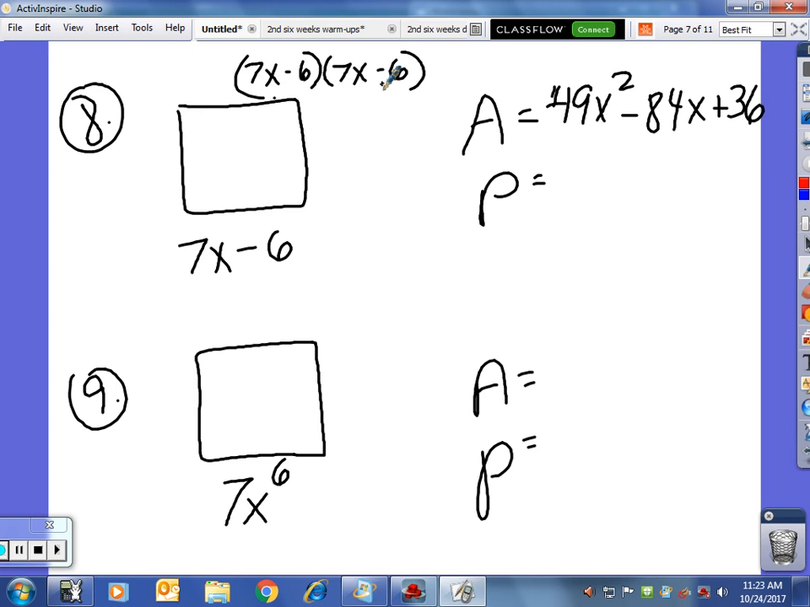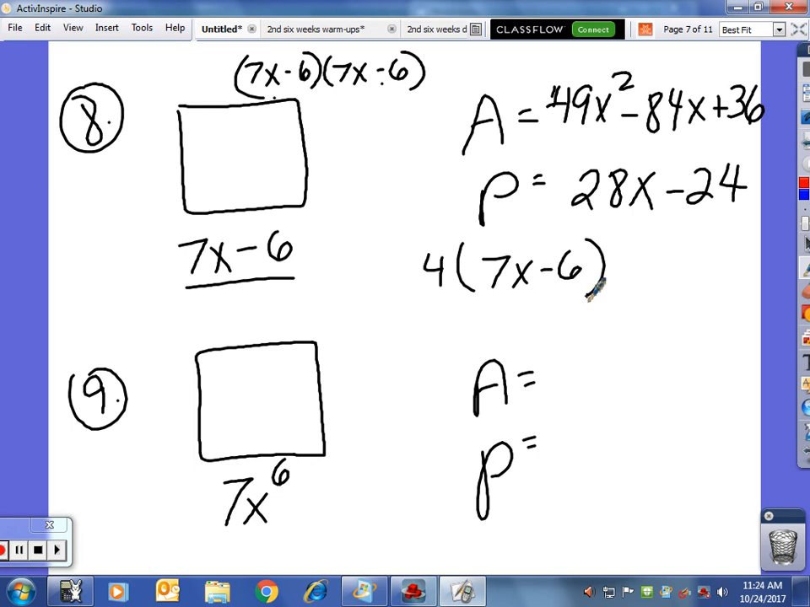All right, now perimeter. Perimeter is just take that side and multiply by 4. What's 7x minus 6, the whole thing, times 4? 28x minus 24. On perimeter, your exponents never change. We had x's in our question, we have x's in our answer. We had a constant in our question, we have a constant in our answer.